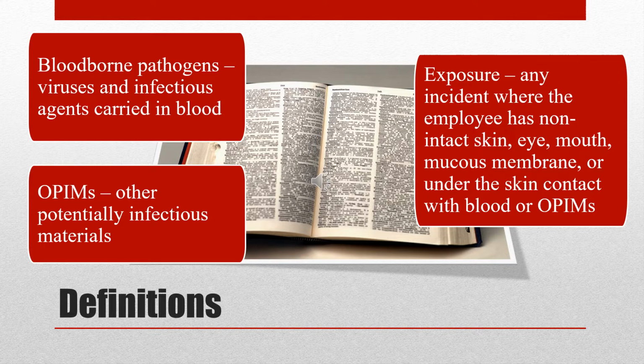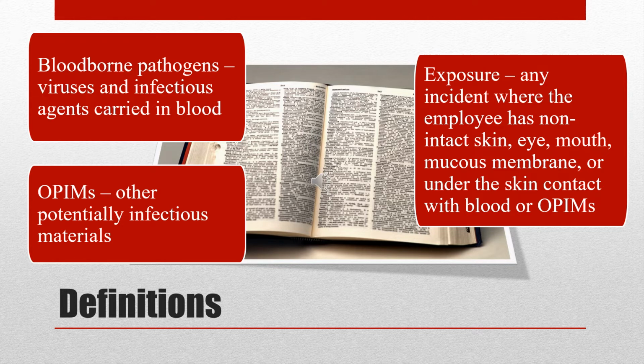Bloodborne pathogens. Viruses and infectious agents which are carried in human blood and other potential infectious materials are considered bloodborne pathogens. The ones most often mentioned are hepatitis B virus, hepatitis C virus, human immunodeficiency virus, HIV, and other resistant bacteria such as MRSA. Other potential infectious materials: bloodborne pathogens can also be contained in other bodily fluids. These include semen, vaginal secretions, saliva, amniotic fluid, and any other bodily fluid or matter which may contain blood.